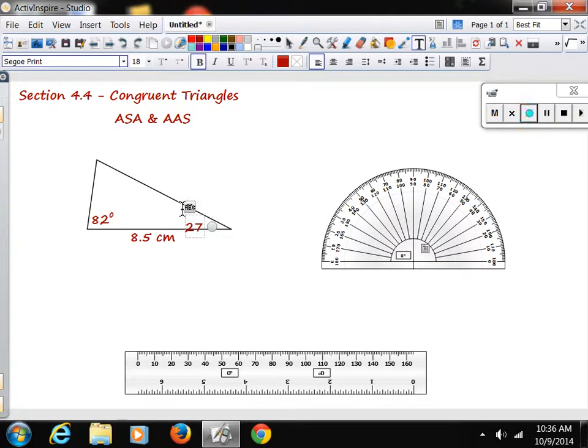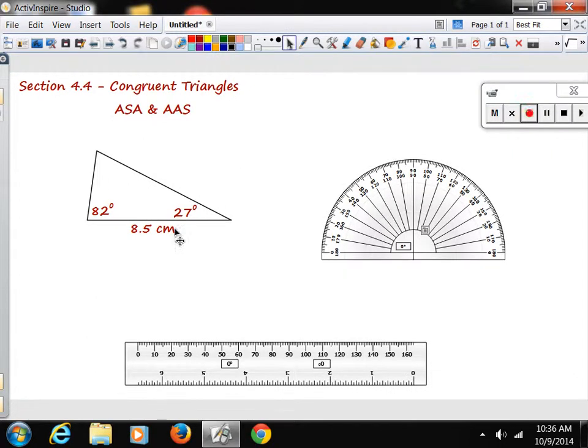Hopefully you guys are getting pretty good at your protractors by now. It's getting easy to measure them, and you know which numbers to use. Always find your 0 point and then go up from there. That 0 might be on the outside, so you use the outside numbers. The 0 might be on the inside, so you use the inside numbers. But measure that part of the triangle.